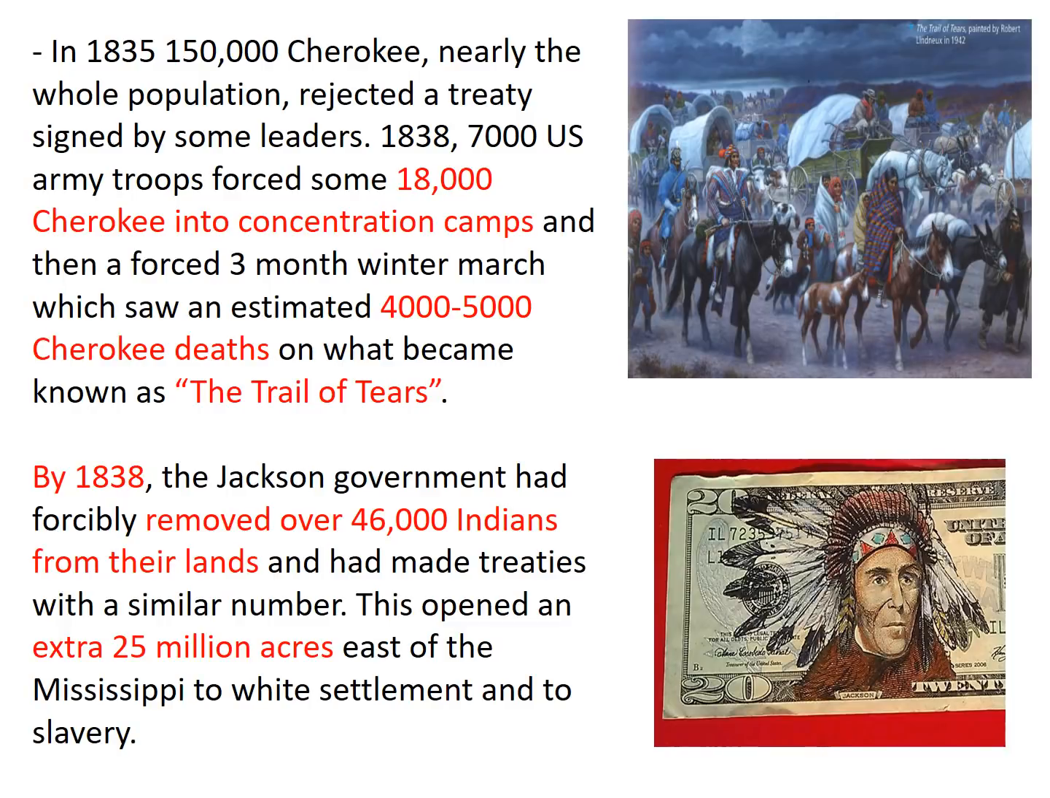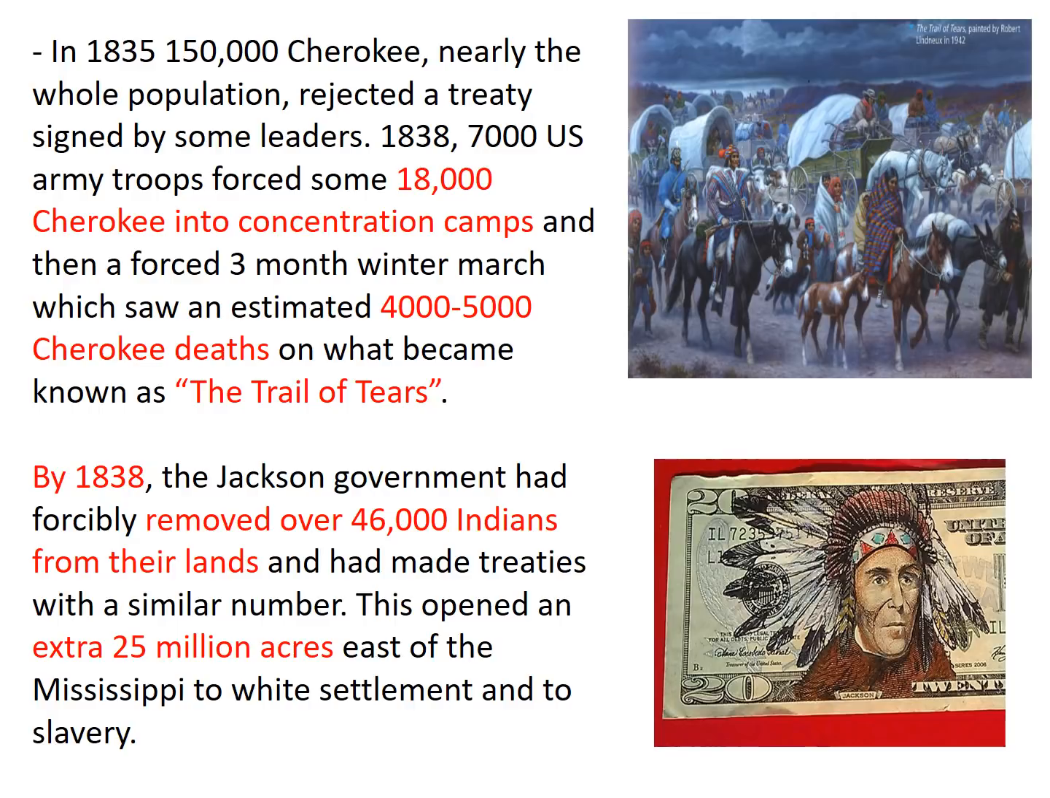Cherokee leaders sign a treaty, but almost the whole population rejects it. The US sees this as great ingratitude. 7,000 troops forced the 18,000 Cherokees into concentration camps, and then an atrocious 3-month winter march, in which historians have estimated 4,000 to 5,000 Cherokees died in what became known as the Trail of Tears.